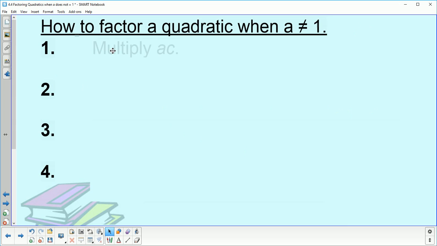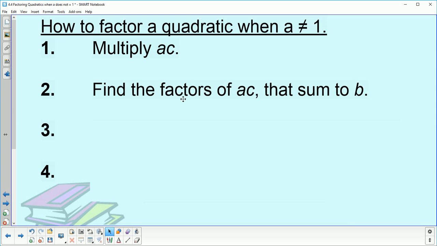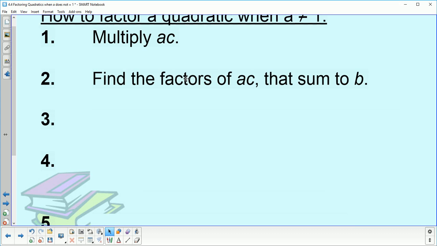Okay, your first step, this is one of the big differences, you're going to multiply a times c now. And so that product is what we're going to take the factors of that will sum to b. So we want the numbers that multiply to ac and add up to b. This is something called the AC product method.